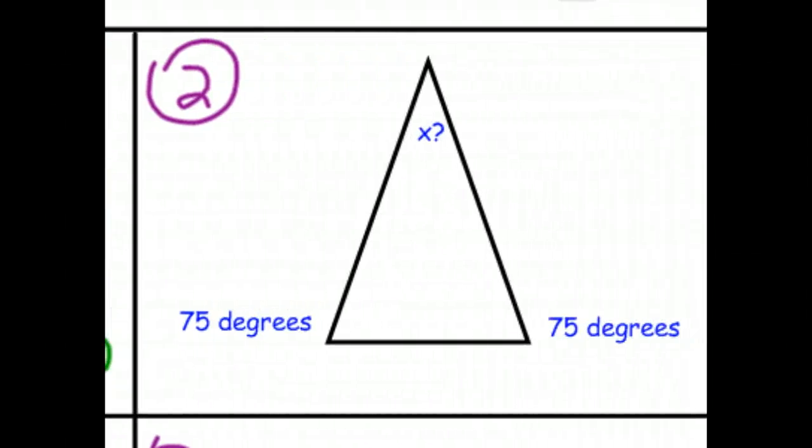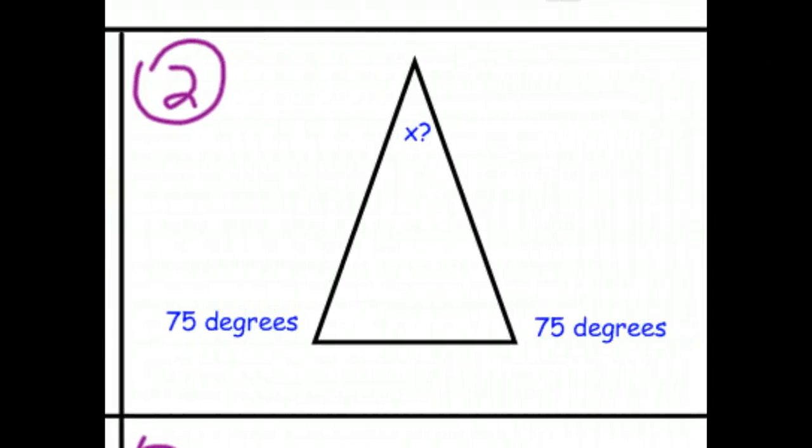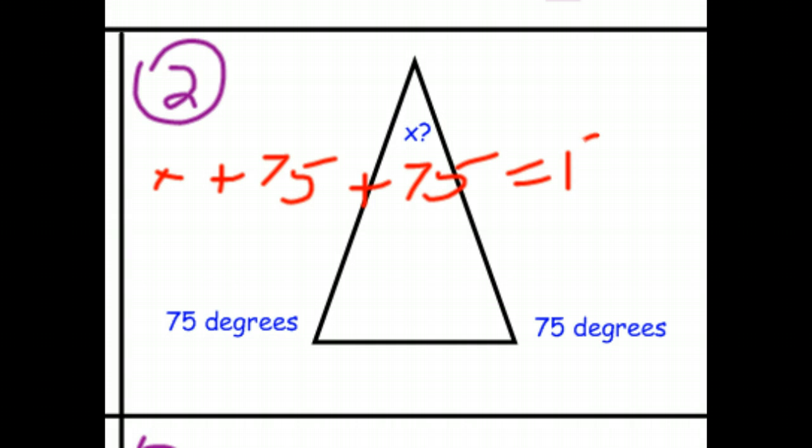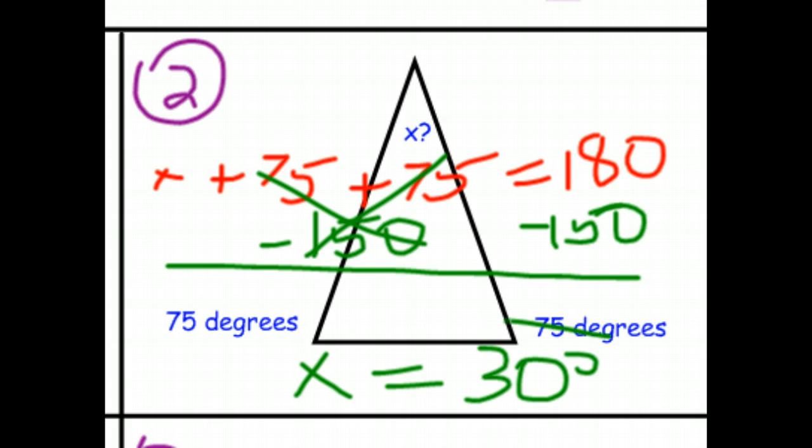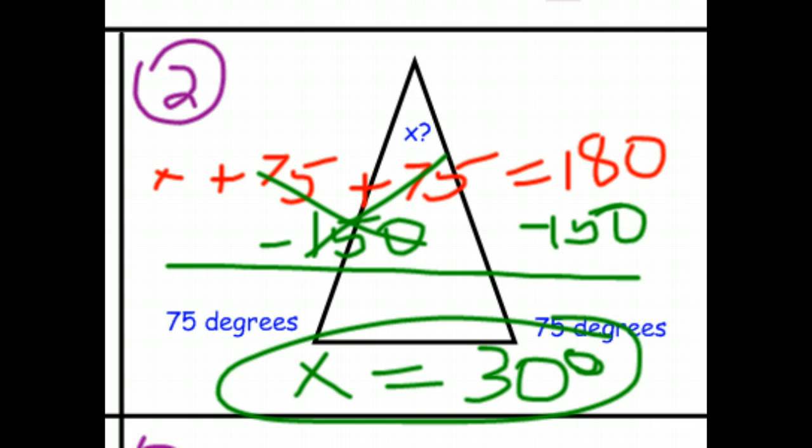Now for number two, we have two angles that are exactly the same. I'm going to write this as an equation that we can solve. We know that the sum of all the angles equals 180. So x, whatever it is, plus 75 plus 75 has got to equal 180. Now, if we add 75 and 75 together, we get 150, so I'm going to subtract 150 from both sides because this is what we have to do to solve an equation. These 150s cancel out. We're just left with x. 180 minus 150 is 30, so the missing angle measurement is 30 degrees.